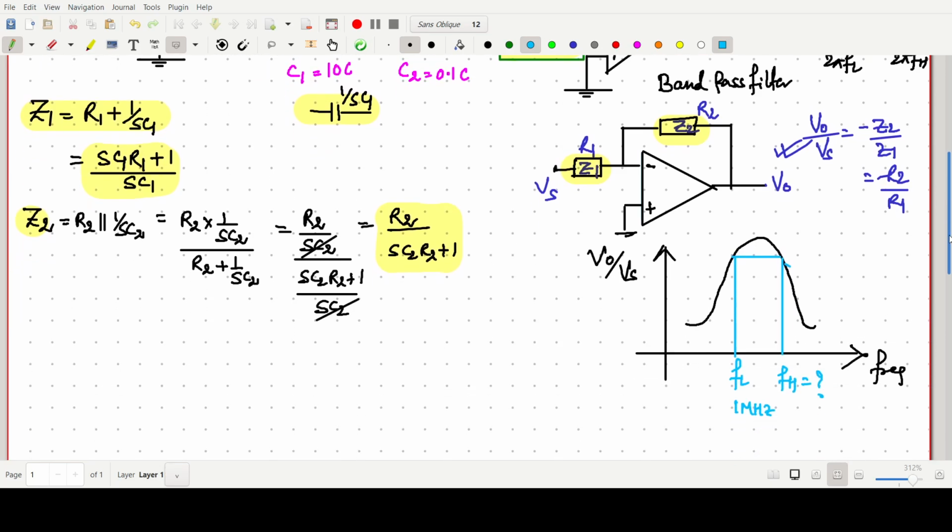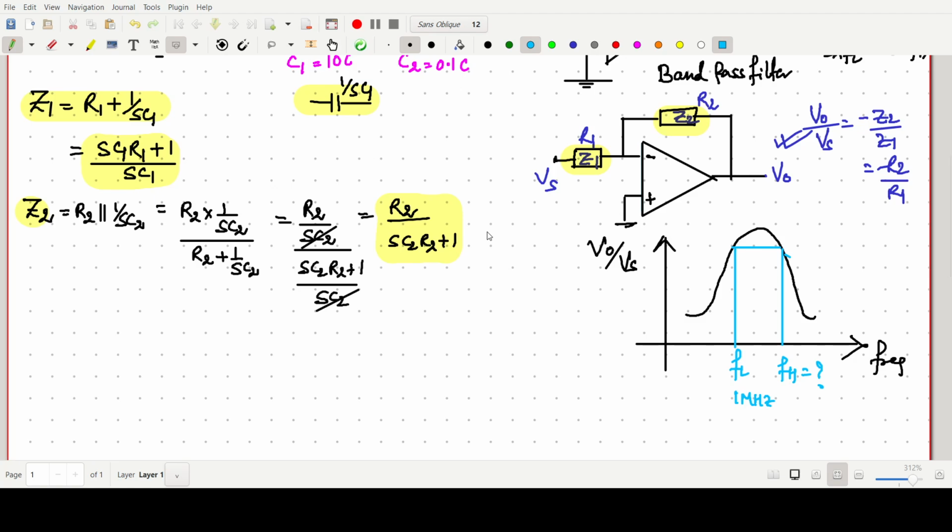Okay, so now z2 is known to us, so now we can simply write v naught by vs. Okay, this is the way. If you solve this single question, your concept will be clear. So it should be minus z2 by z1. Inverting amplifier, minus rf by rf. So it's simply minus it. So one can write r2 by s c2 r2 plus 1 with minus sign put, all divided by s c1 r1 plus 1 by s c1.